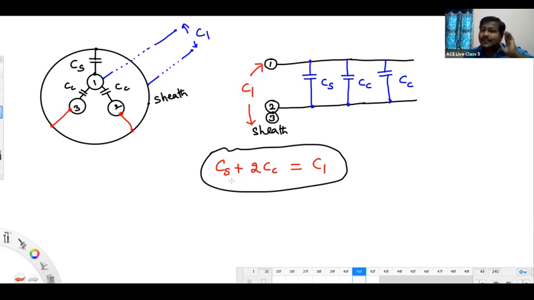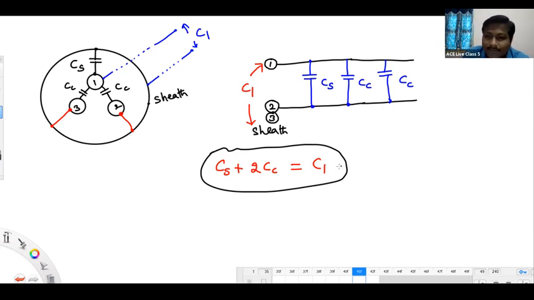With 2 unknowns in a single equation, it is not possible to find the 2 unknowns. Then what should you do? We will do one more experiment with a different connection. Then we will get another equation, and we'll solve the 2 equations together to get the 2 unknowns.